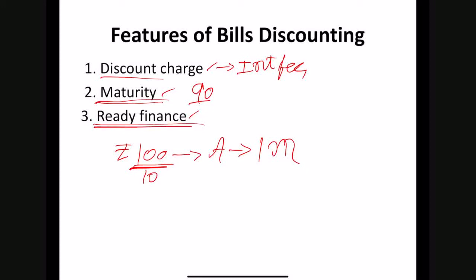Next, ready finance. Banks discount and purchase the bills of their customers so that the customers get immediate finance from the bank. Any customer who approaches the bank will immediately get the payment. If instead of bills discounting you apply for a loan, for example cash credit, which is one of the important sources of working capital, it takes a lengthy process and you have to wait months to receive it. But in the case of bills discounting, within 72 hours you will get money from the bank. The bank will credit the money to your account. So bills discounting is very fast. These are the features of bills discounting.